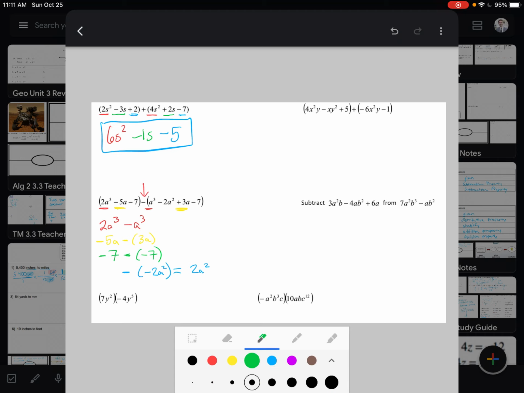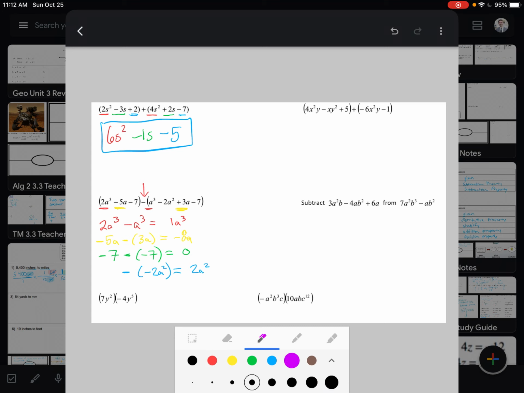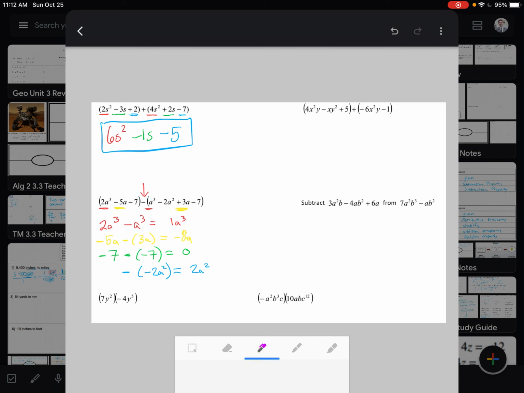So that's positive 2a squared. In green, that's actually going to cancel out to give us a 0. In yellow, we're looking at negative 8a. And then finally, in the red, we are going to have 1a to the third power. Now, just like we were doing in class together, let's make sure we put these in order of degree. So 1a cubed plus 2a squared minus 8a plus 0. We can just leave like that.